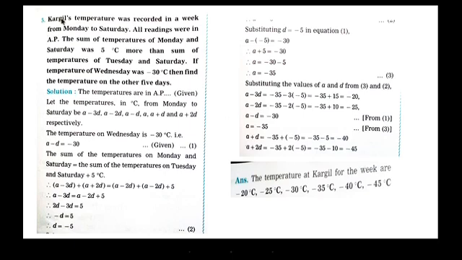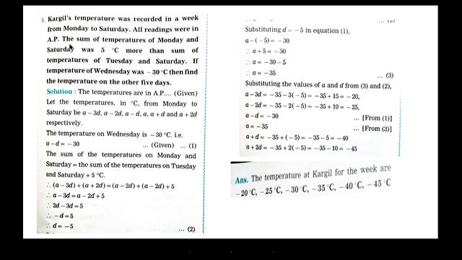Fifth one, Kargil's temperature was recorded in a week from Monday to Saturday. All the readings were in an AP. The sum of temperatures of Monday and Saturday was 5 degrees Celsius more than the sum of temperatures on Tuesday and Saturday. If the temperature on Wednesday was minus 30 degrees Celsius, then find the temperature on the other 5 days.